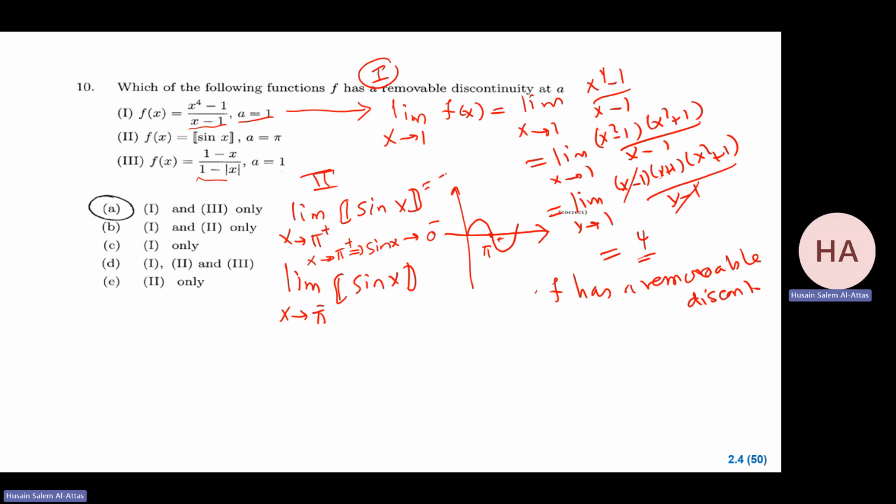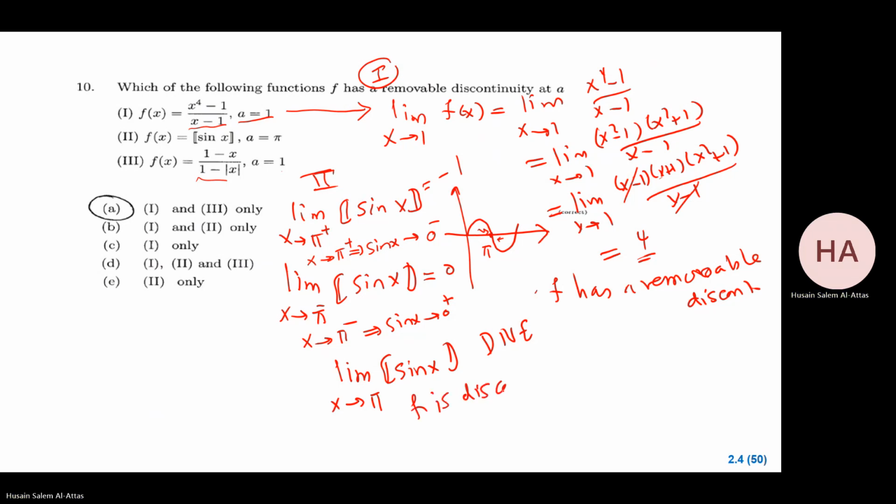So it will be the greatest integer, minus 1. But if I put x goes to pi from left, I will be here. So sine x goes to 0 from right. So this gets into equal what? 0. So the limit does not exist. So the limit, as x goes to pi of the greatest integer of sine x, does not exist. So f is discontinuous, but not removable. The limit from right is not equal to the limit from left, so the limit does not exist. But it will be discontinuous.